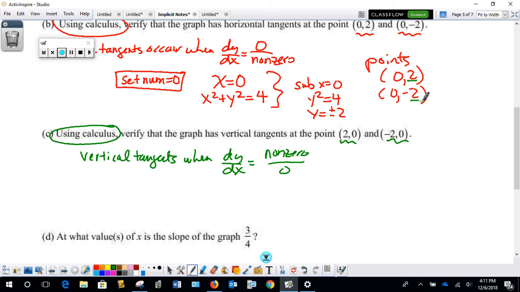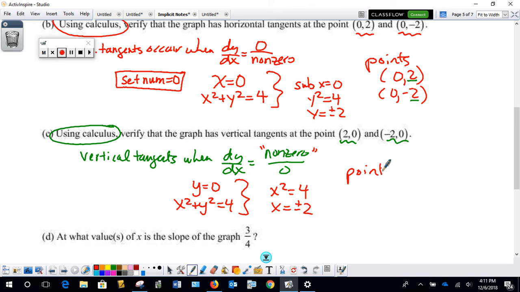Now, let's do this one. We get our first equation by setting our numerator equal to 0. No, sorry, denominator equal to 0. So y equals 0. And we have our equation as my system. Now to solve this, I plug 0 into the equation. I get x squared equals 4, x equals plus or minus 2. Clearly this makes the numerator non-zero, so my points are (2, 0) and (negative 2, 0).